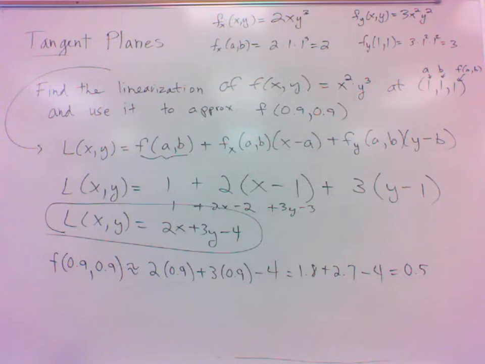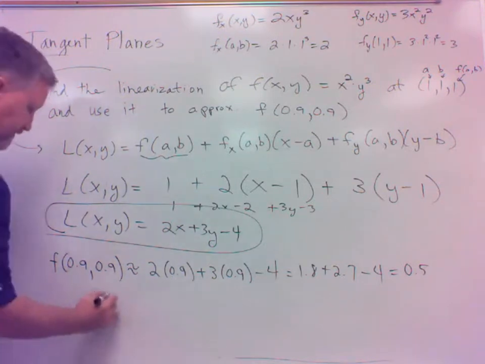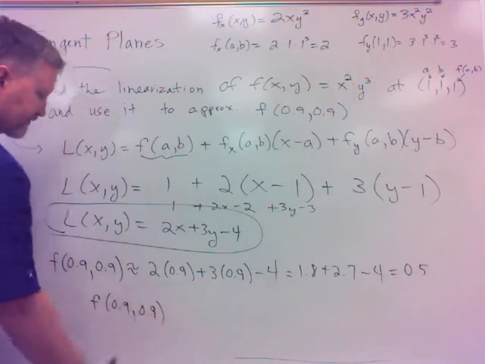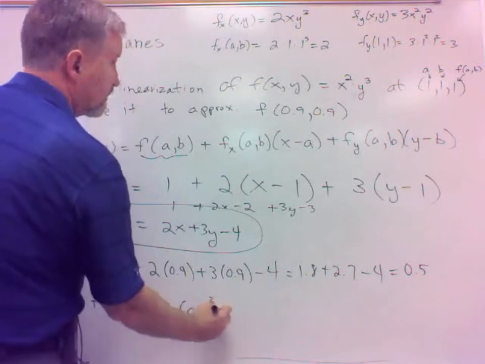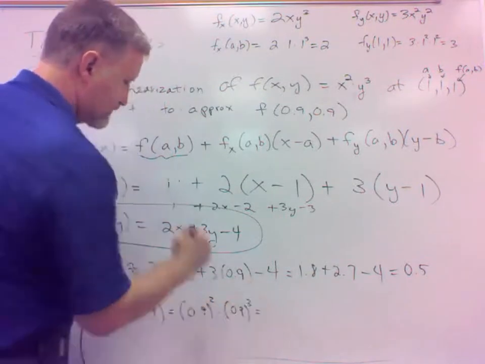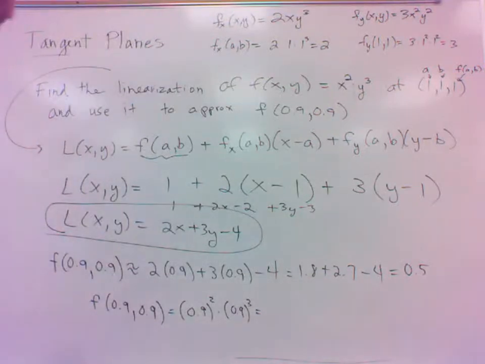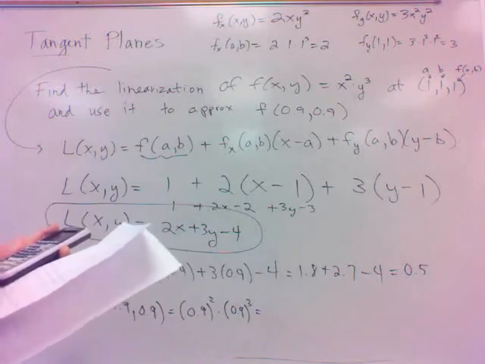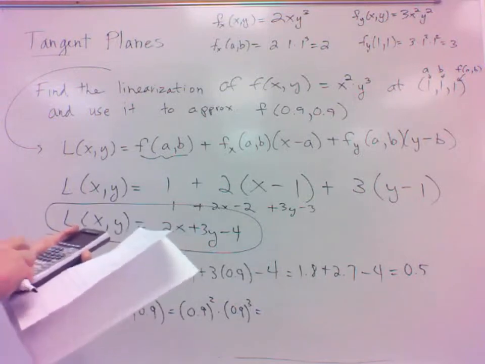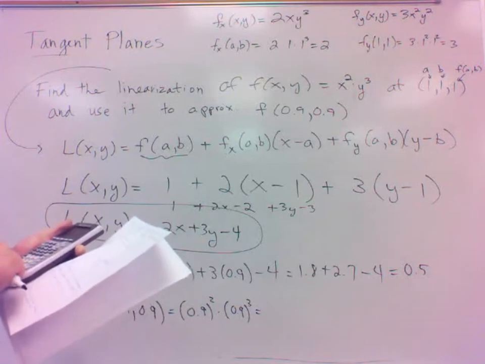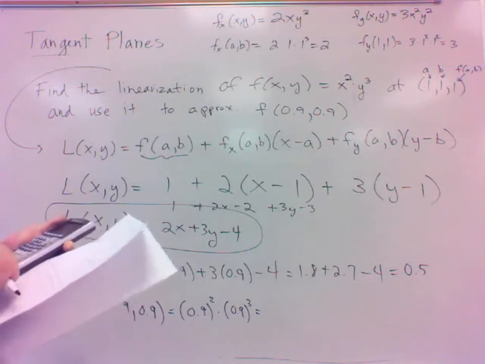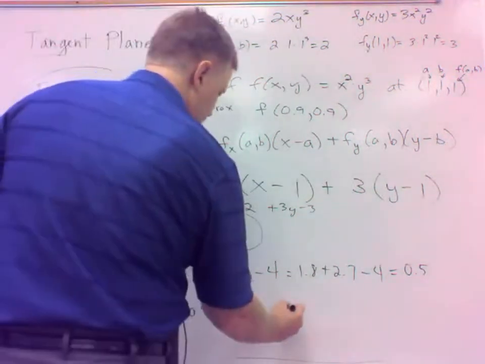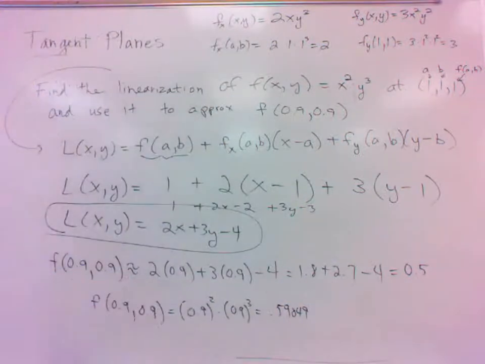Now, what's the actual value? It's 0.9 squared times 0.9 cubed, which is a lot harder to do by hand, but a calculator can handle that. 0.81 times 0.729 is about 0.590. So pretty close. Pretty close.